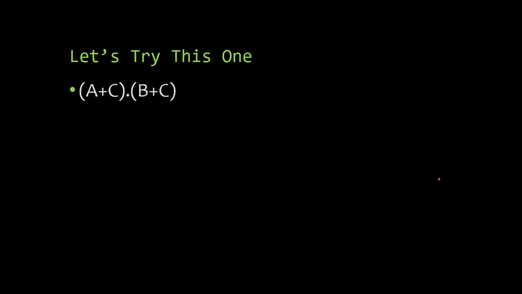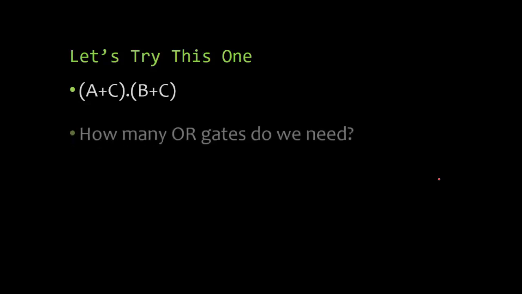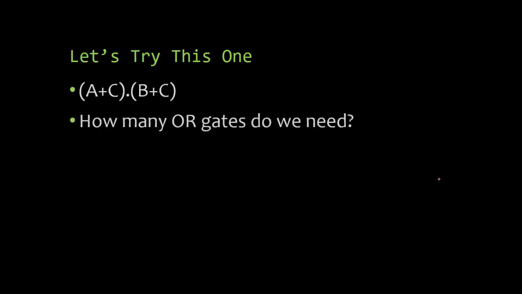So when you're trying to set up your logic circuits to draw them out, you may want to ask yourself, okay, how many OR gates do we need? Well, I see that there are 2 OR gates. How do I know that? Because I see one plus sign and I see another plus sign. So I know we need 2 OR gates.